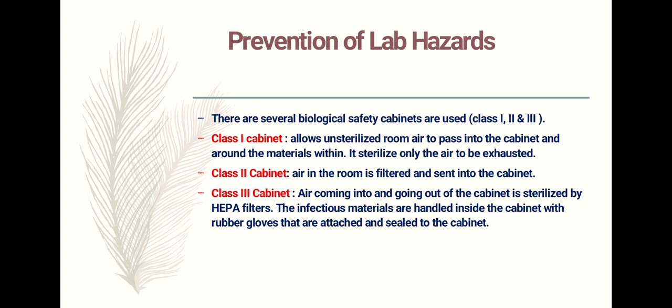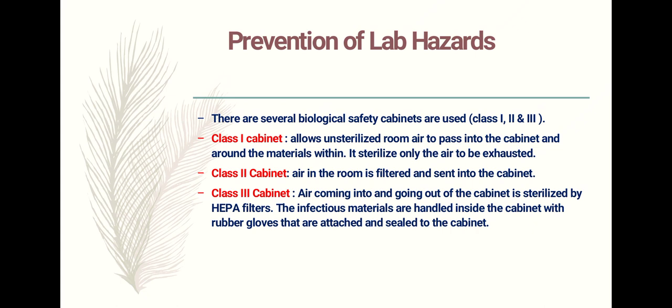And now we will see the prevention of lab hazards. Lab hazards can be easily prevented if we use the biological safety cabinets. It is classified into 3 types, class 1, 2 and 3. First we shall see the cabinet class 1. This allows the unsterilized air to pass into the cabinet and also around the materials within, and it sterilizes only the air to be exhausted. That means it will purify the air which will be released from the safety cabinet.